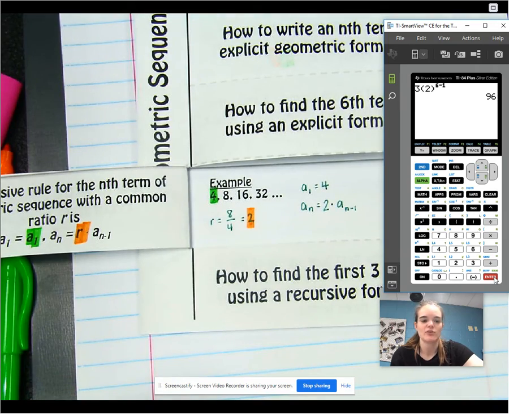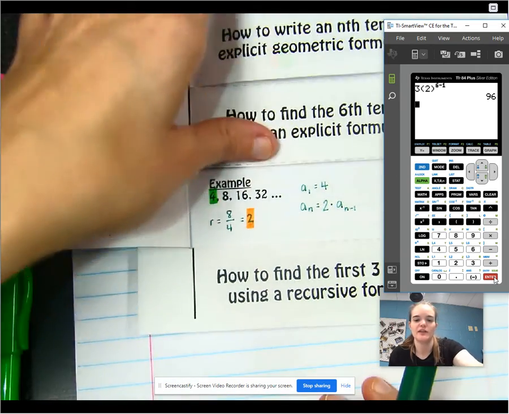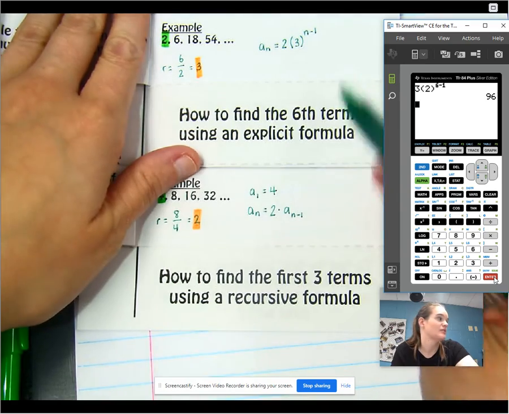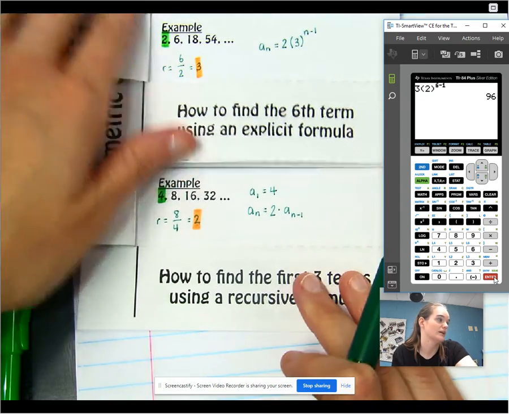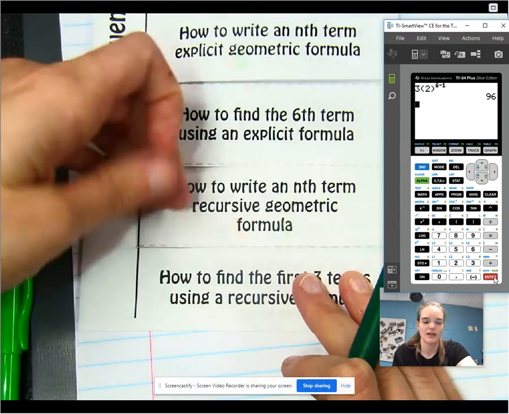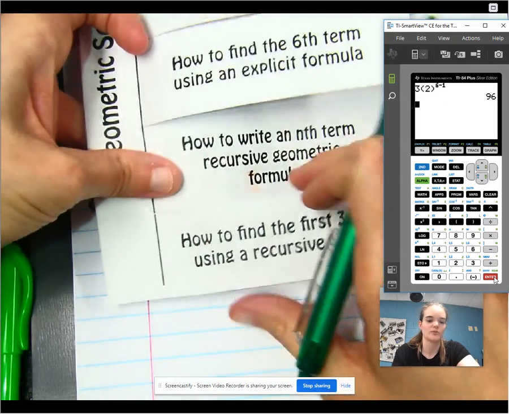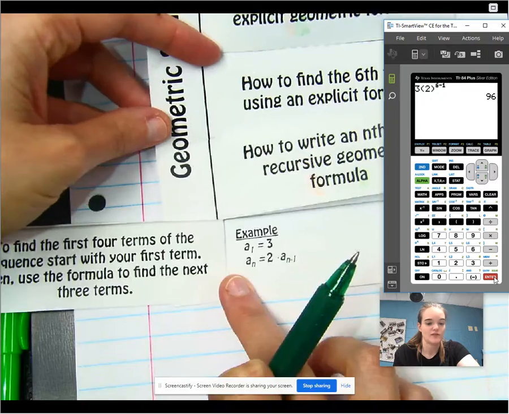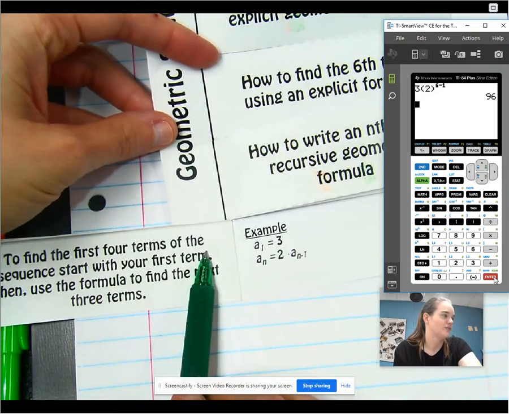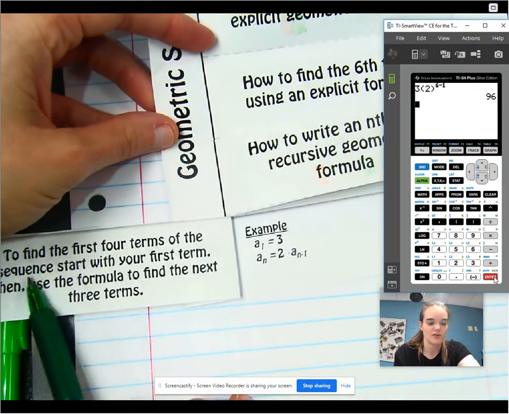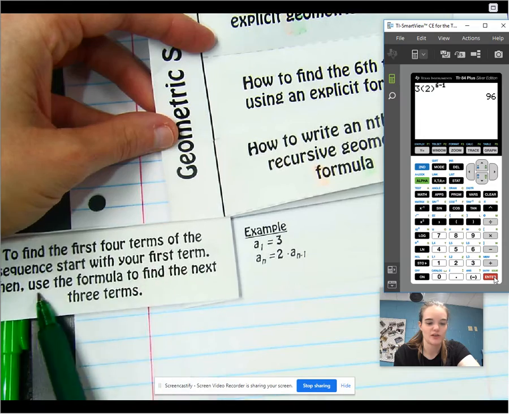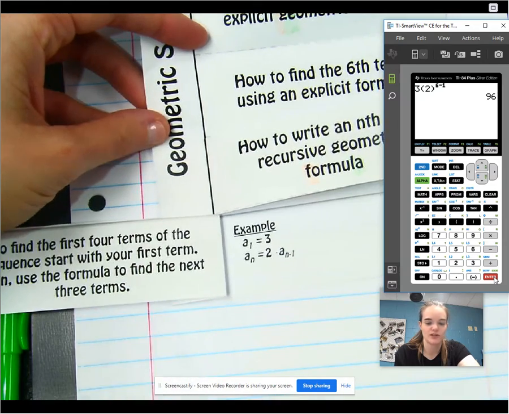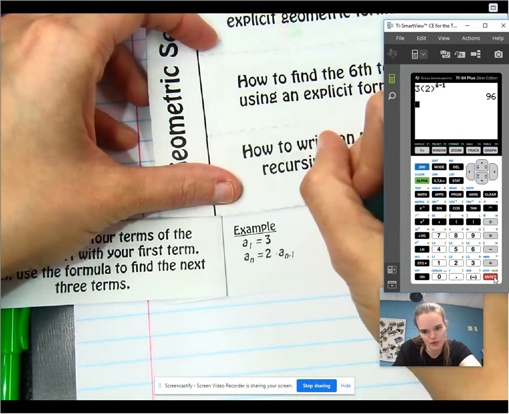Now back when we did arithmetic sequences, we were able to simplify the explicit. We cannot simplify any of these, so we just write them and move on. All right, last, how to find the first 4 terms using a recursive formula. To find the first 4 terms of the sequence, start with your first term, then use the formula to find the next 3 terms. So we're going to make a table.